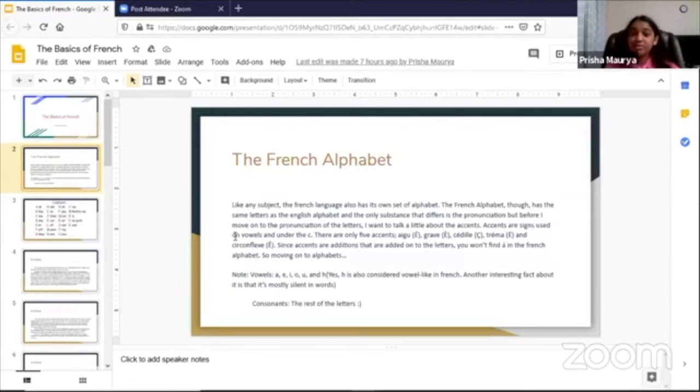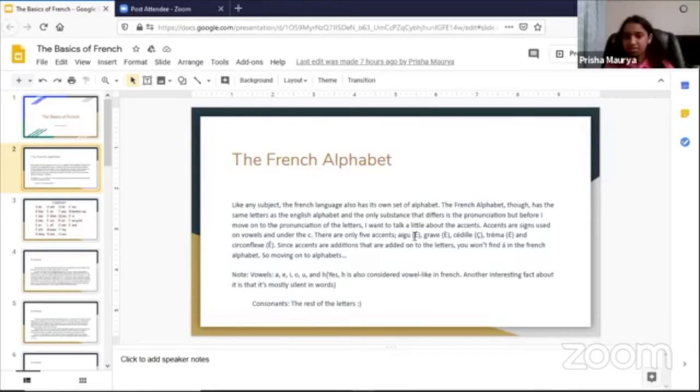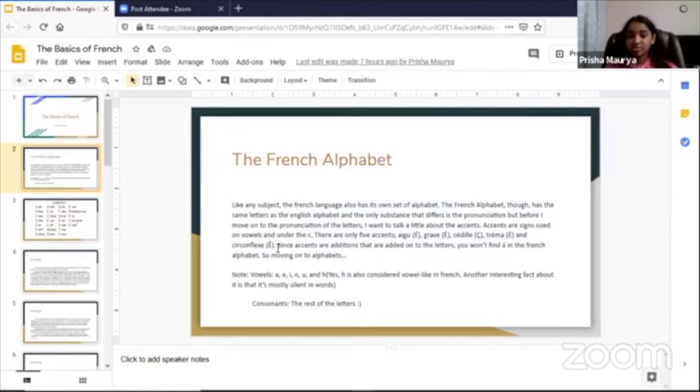Before we move on to the pronunciation, I want to talk a little about the accents. They are like these signs that you see on top of the e, that's aigu, and this is grave, and this is cedilla, the accent below the c, and the trema is the two dots on the top.